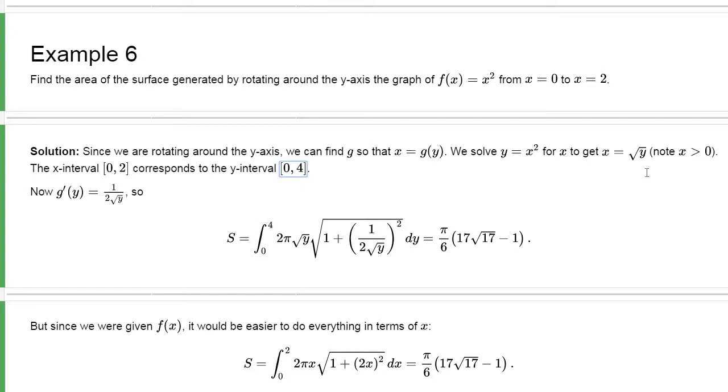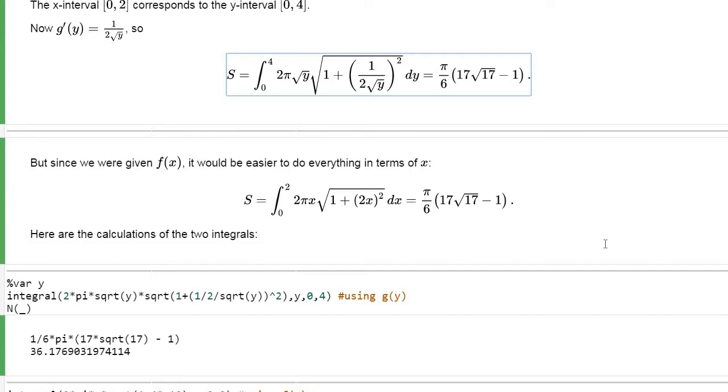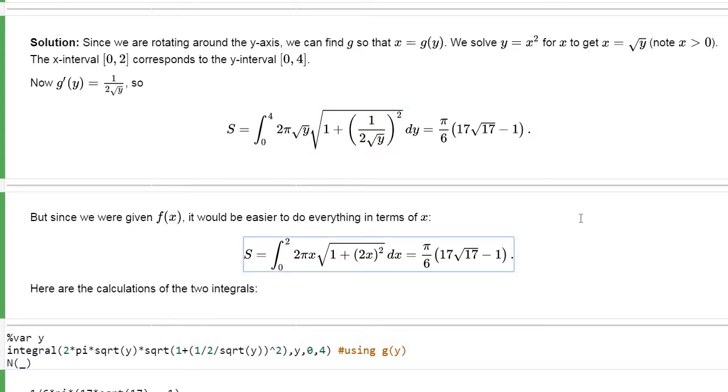The derivative of this square root of y function is 1 over 2 square root of y. So we get this integral, and I won't show you the details, it turns out to be pi over 6 times 17 root 17 minus 1. Go figure. Since we're given an x function to begin with, it would have been easier if we didn't bother with all this changing to y and just did everything in the x direction.